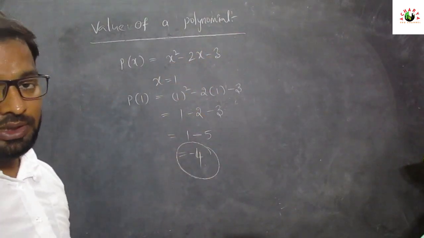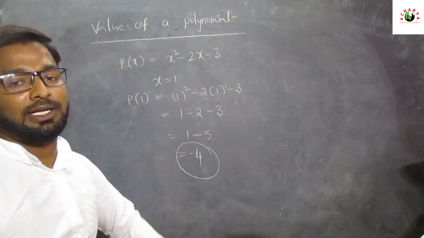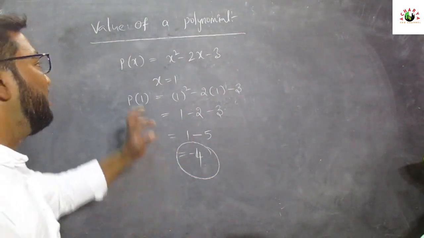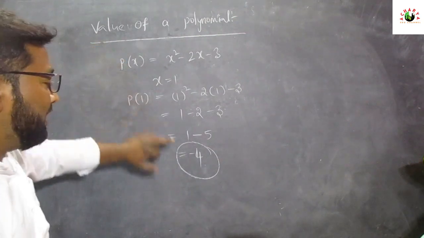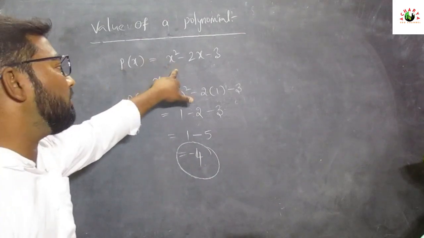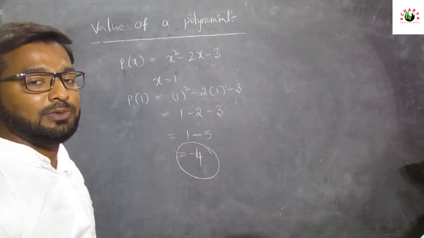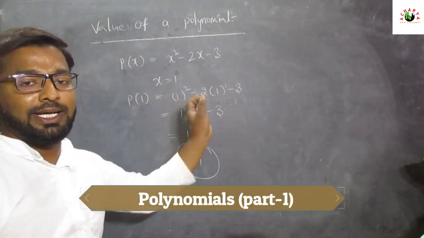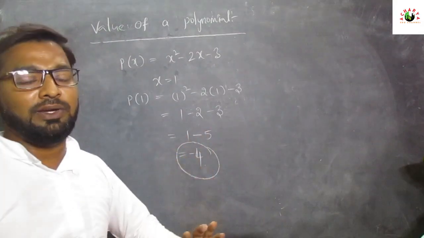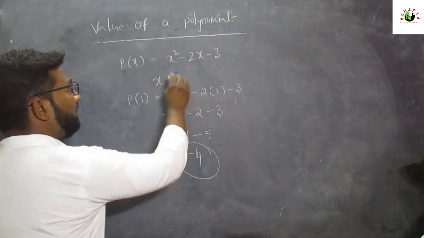At x is equal to 2, we will get another value. At x is equal to 3, we will get another value. At x is equal to 4, we will get another value. So finally we conclude what is the value of polynomial. Here minus 4 is the value of polynomial p of x equal to x square minus 2x minus 3 at x is equal to 1. That is important. At x is equal to 2 we will get another value. At x is equal to 3 we will get another value. That is the value.